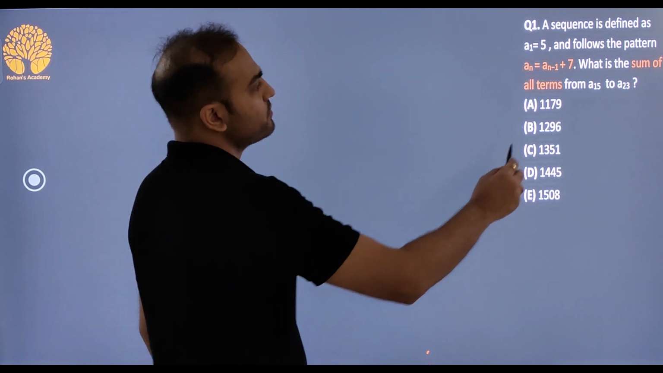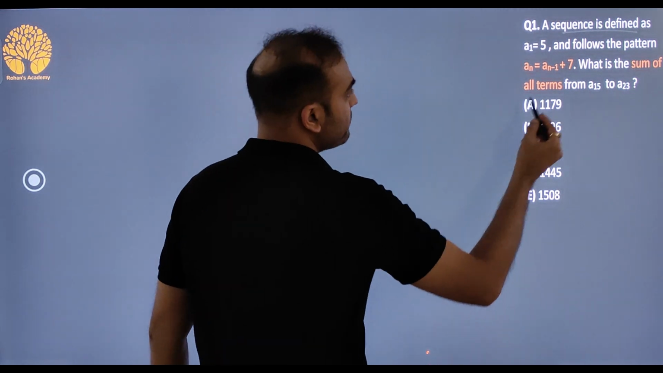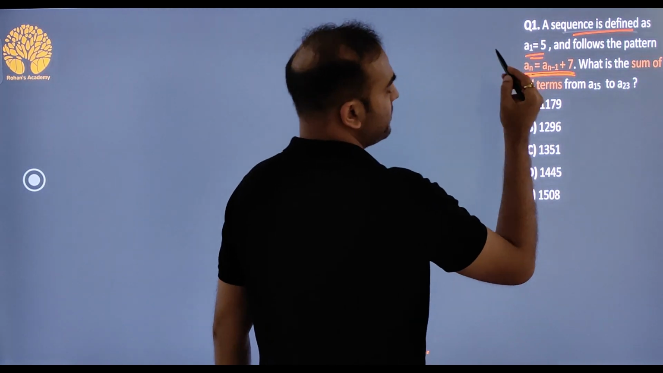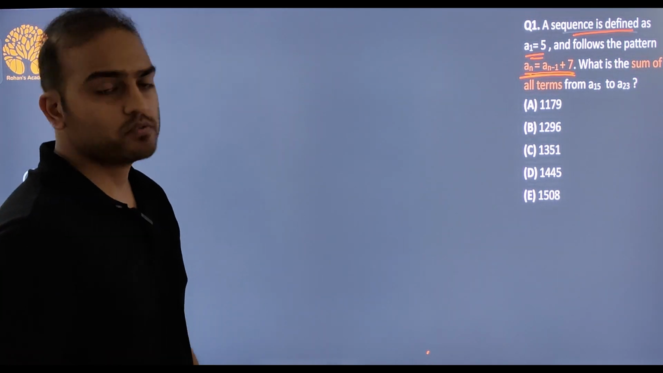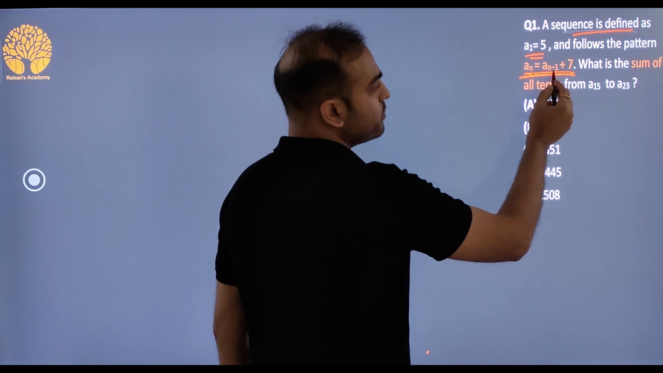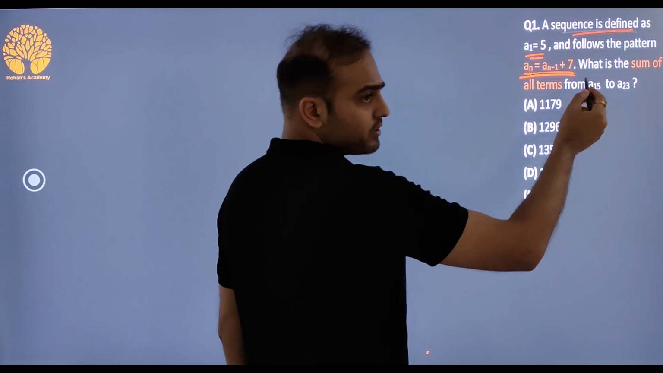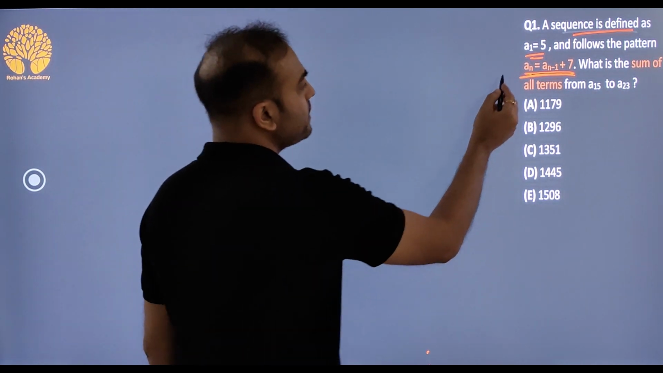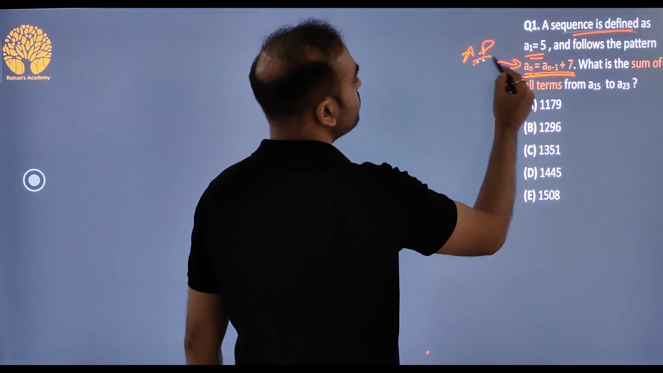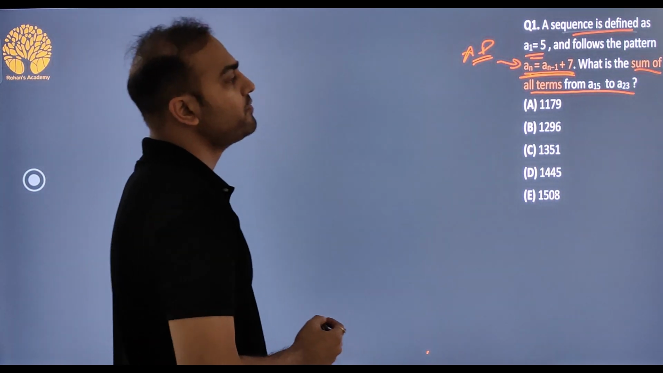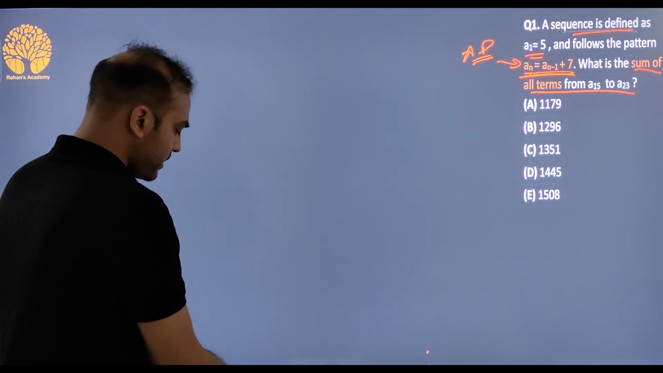Moving to the question, we have a sequence defined as a1 is 5. The pattern is given: an is equal to a(n minus 1) plus 7. What does this tell you? That the nth term is equal to the previous term plus 7. Now since each term is the previous term plus 7, we know this is an AP, and we want the sum of terms from A15 to A23.